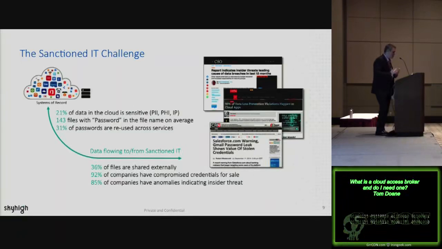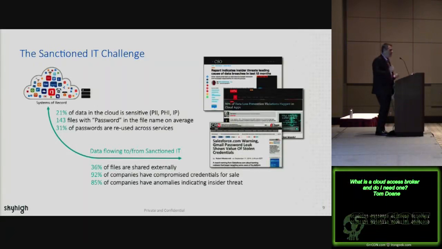21% of the data that we see in the cloud contains either PII or PHI. Typically, there are 143 files, when we do scans of data at rest in the cloud, that have stuff like the word password in them. We recently did a scan for a large corporation, and we found the CEO had text files with all his passwords inside a cloud storage account, right? Because it was convenient. You know, people don't intend to do bad things. They just do what's easy, right?